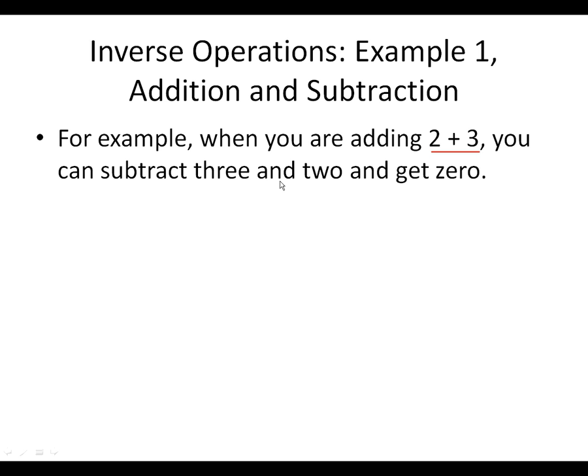Inverse operations. Example 1. Addition and subtraction. For example, when you're adding 2 plus 3, you can subtract 2 and 3 and get 0. Why do you think this is? Well, addition and subtraction are inverse operations, which means they can cancel each other out. This is what it means when they say they're inverse, because if you subtract 2 and 3, you get 0, but if you add 2 and 3, you get the same thing.